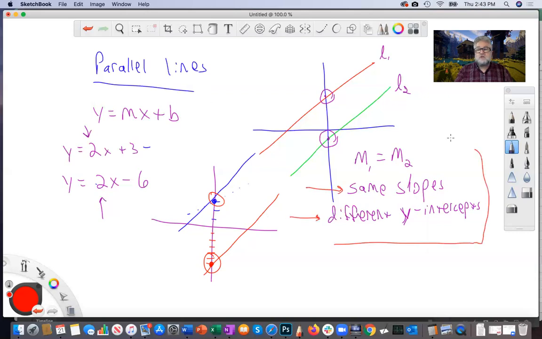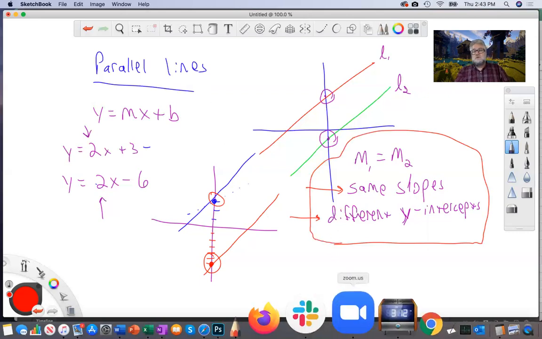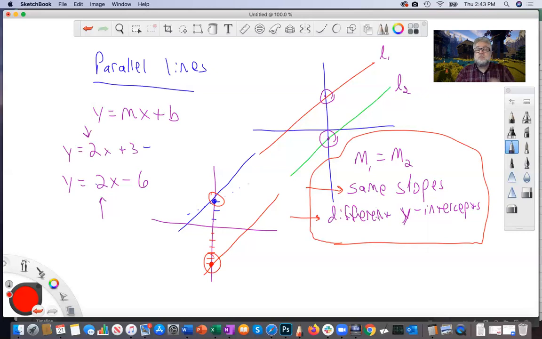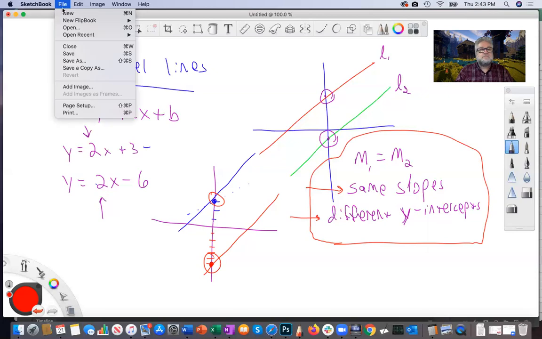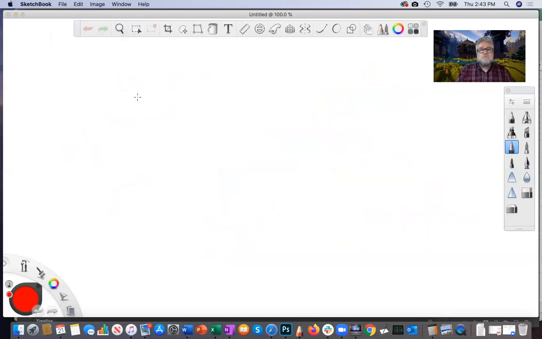I'm going to put a box around that because it makes me feel special. There we go. Okay, this is how you distinguish parallel lines. Same slopes, different y-intercepts. Okay, now perpendicular.